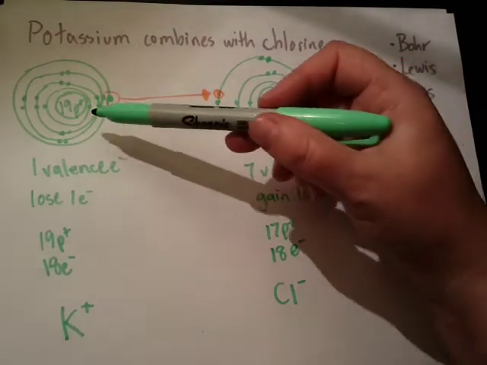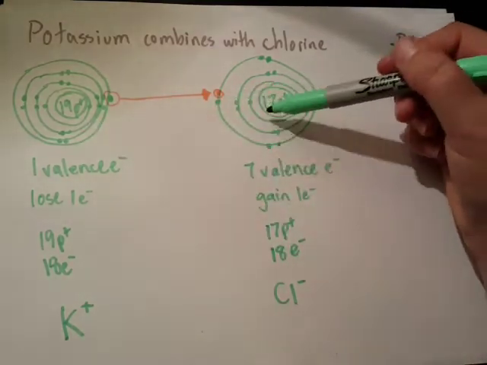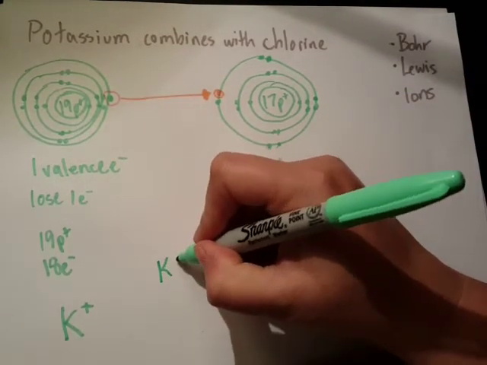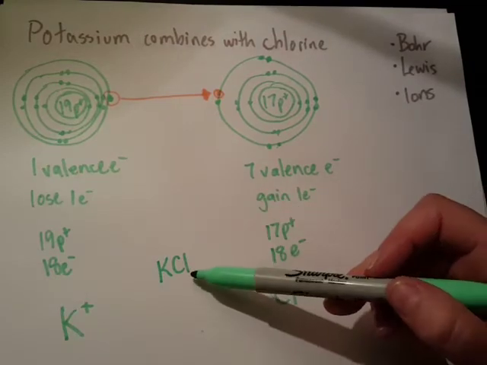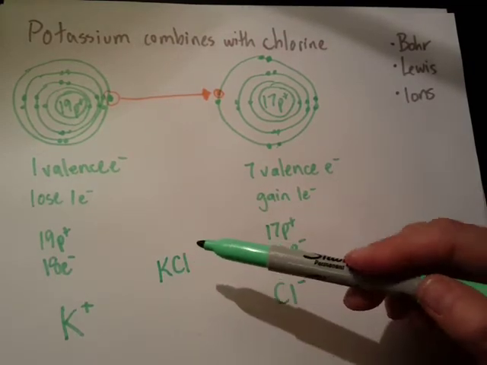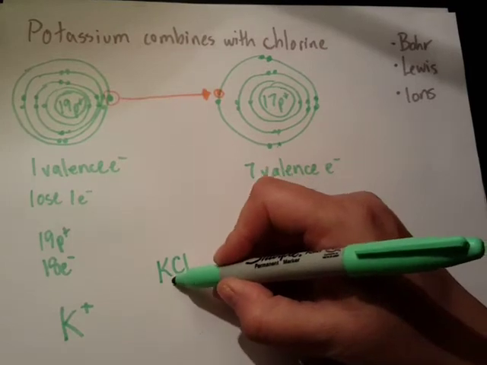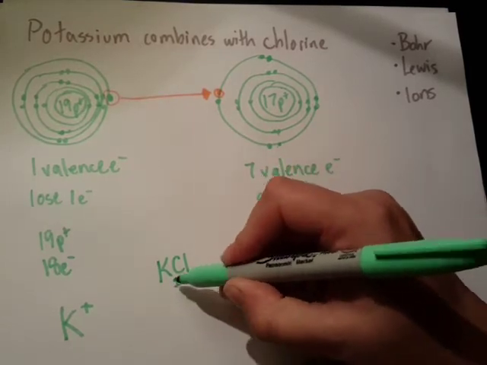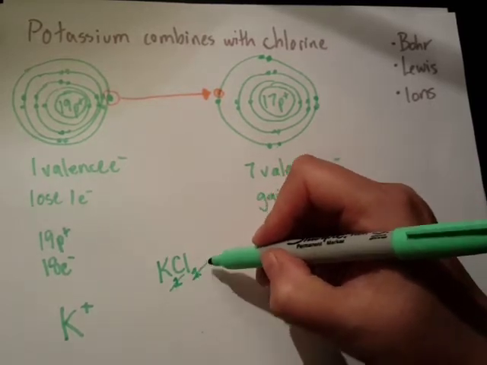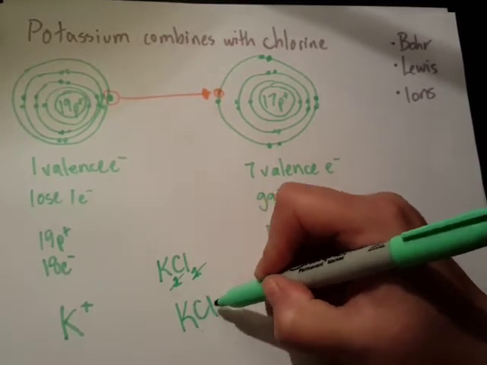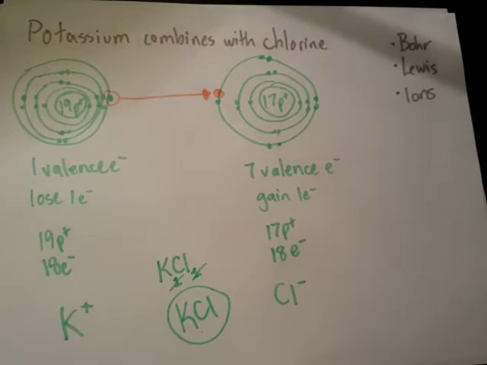All in all, the ratio is 1 potassium to 1 chloride. If we're to make a chemical formula, we would have invisible ones down here, 1 potassium to 1 chloride, but we don't normally show that. So we see potassium chloride.